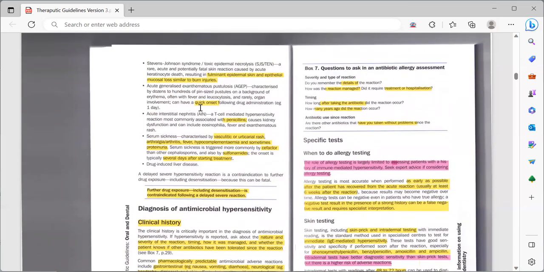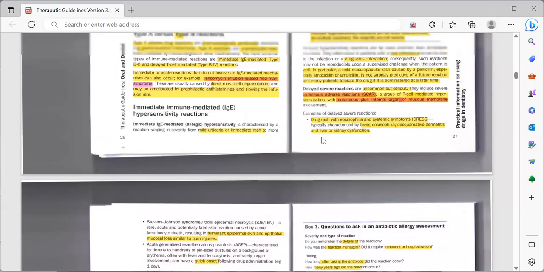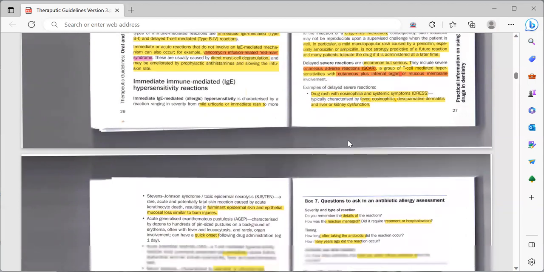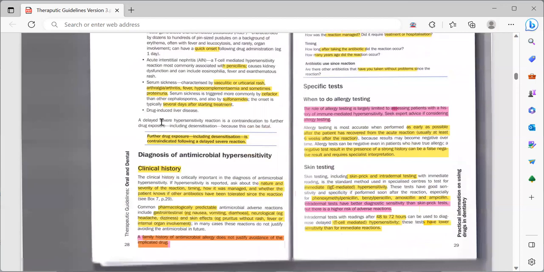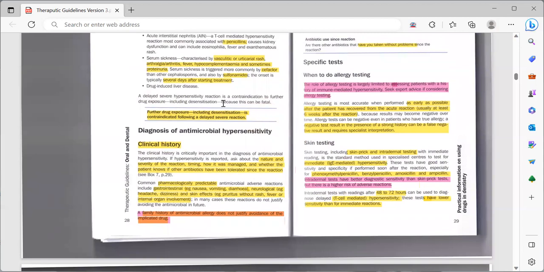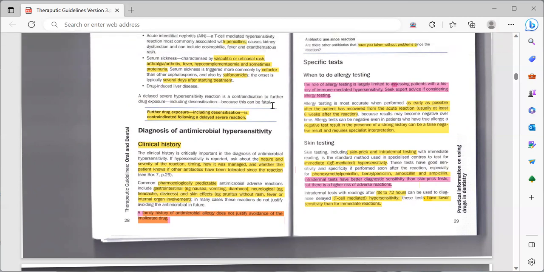AGEP has a quick onset. Stevens-Johnson has the burn injury appearance, and DRESS has fever, eosinophilia, desquamative dermatitis, and drug induced liver disease. A delayed severe hypersensitivity reaction is a contraindication to further drug exposure, including desensitization, because this can be fatal.